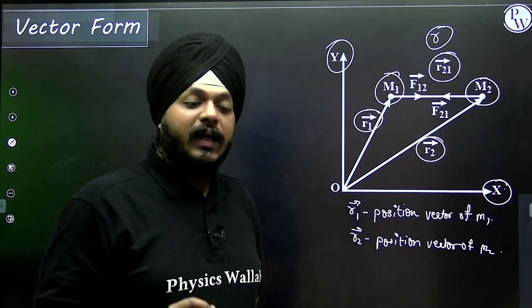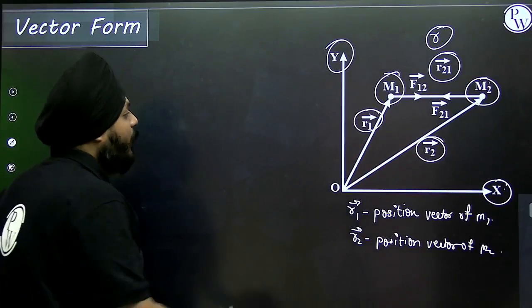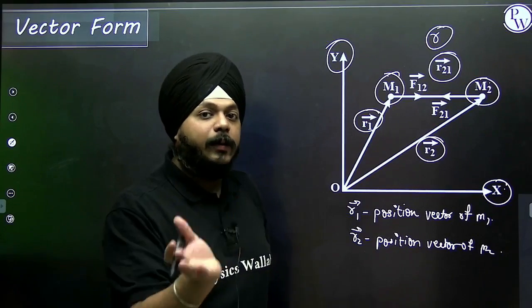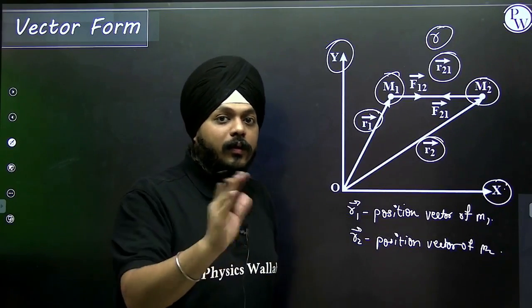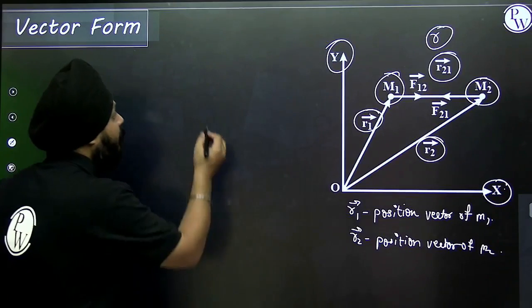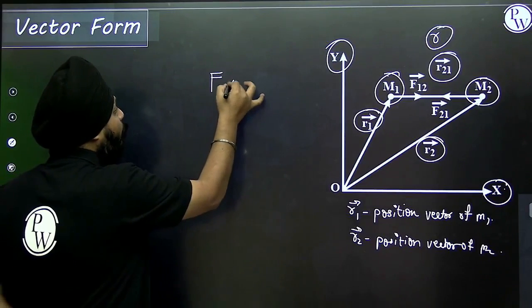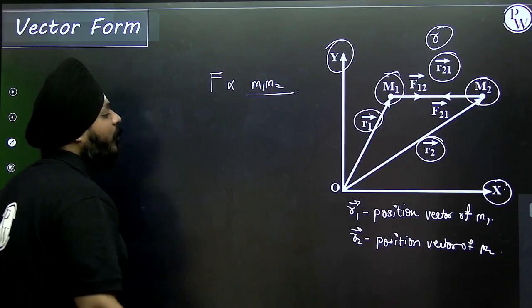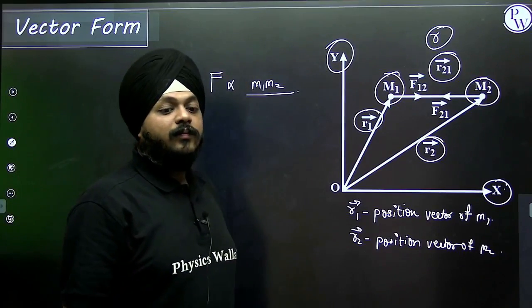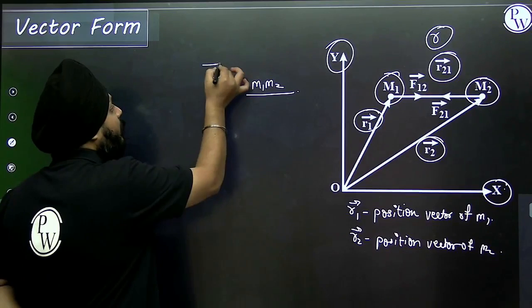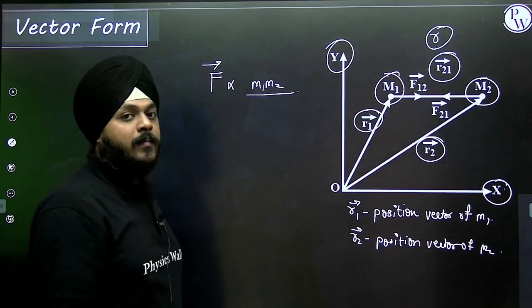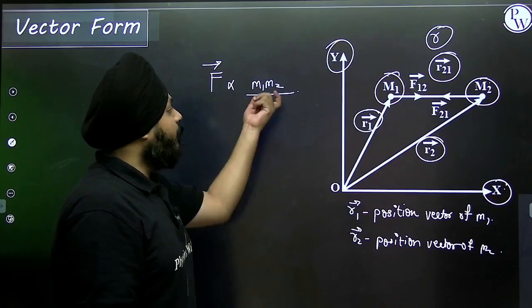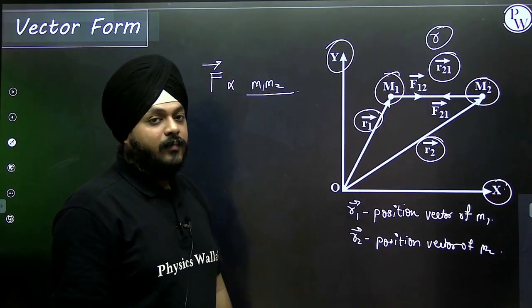Now, how are we going to see this? The definition is going to be the same. Force is directly proportional to the product of their masses, and inversely proportional to the square of the distance between them. This is in vector form, so it means the distance is also going to be a vector.